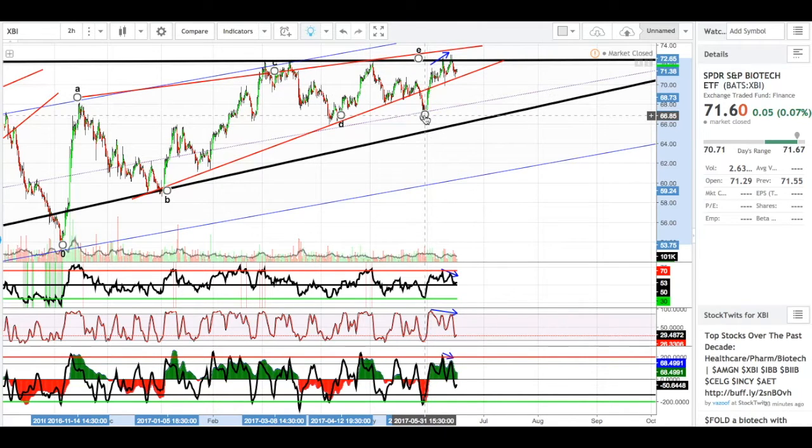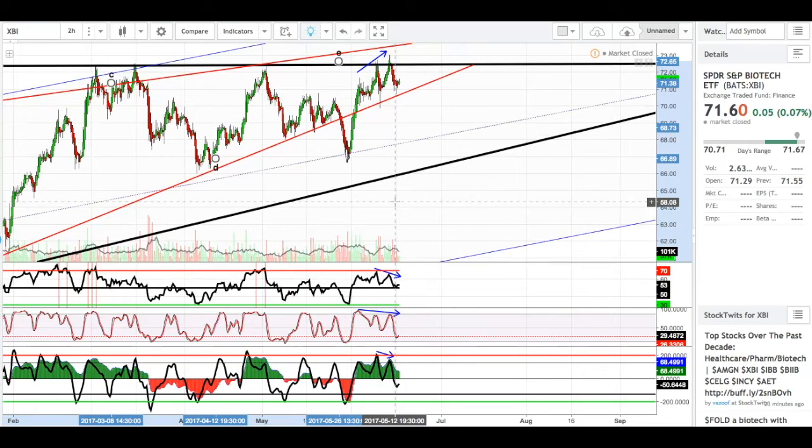But this break here does show some fairly major weakness in the overall pattern and the price here for biotech. So I do see 3 divergences. Usually I only spot 1 or 2, and this time I have all 3 showing right here.